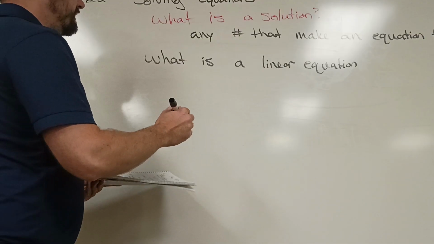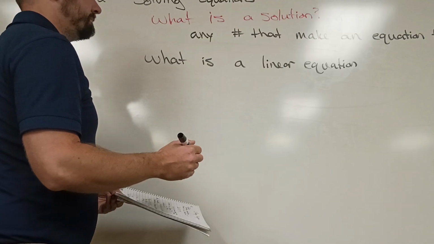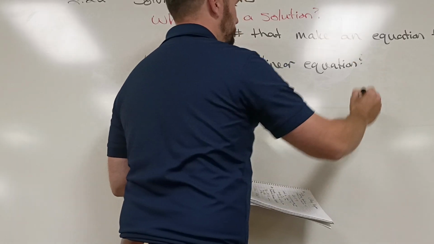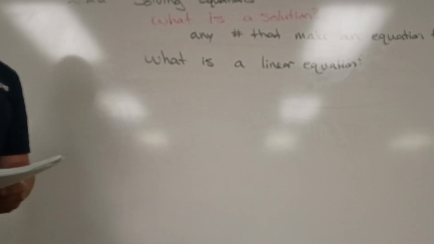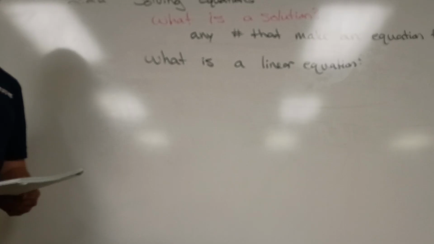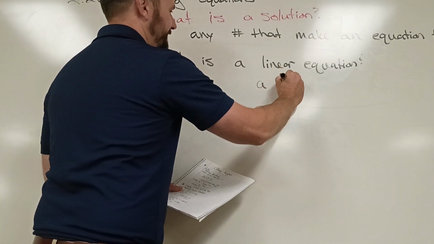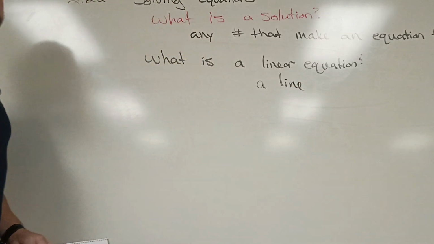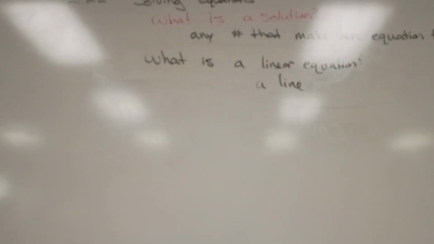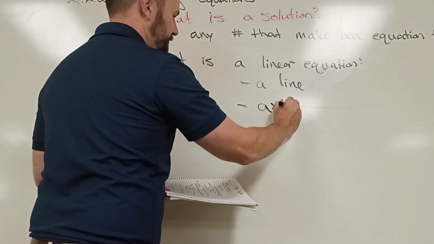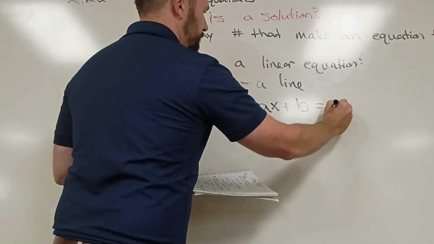All right, so what is a linear equation? What's it mean to be linear? What do you guys think? What's something that makes something linear? It's a line. Thank you. That's it. It makes a line. Okay? It's a line, and we write it as ax plus b equals 0.